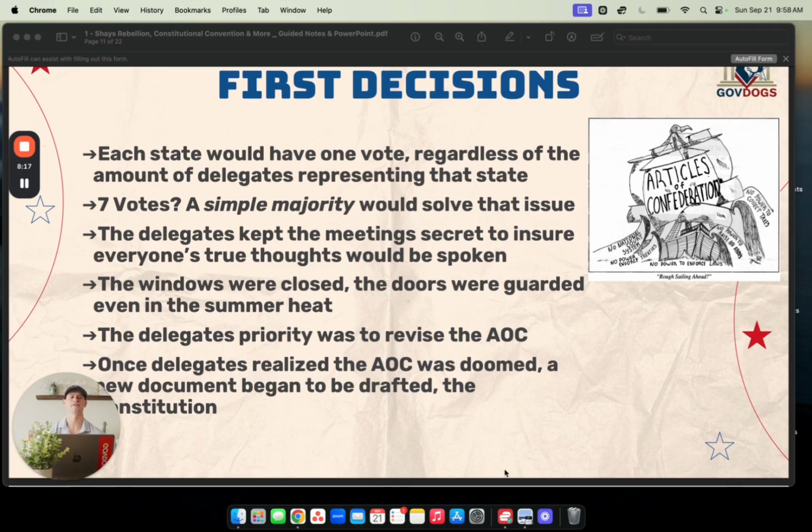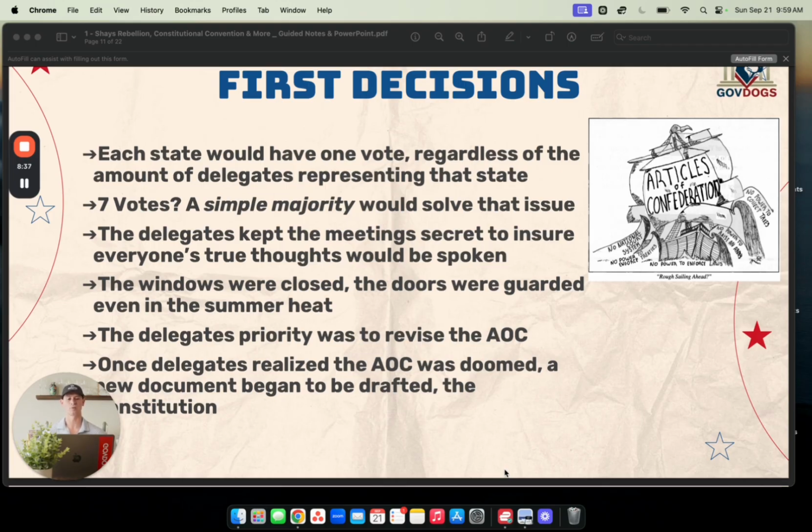So you have a bunch of issues here, right, that needed to be solved. Each state would have one vote regardless of the number of delegates representing that state. Okay, 7 votes, a simple majority, would solve that issue. The delegates kept the meeting secret basically to ensure that everybody could speak their mind. The windows were closed, the doors were guarded, even in the summer heat in Philly.